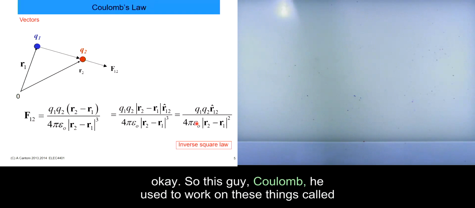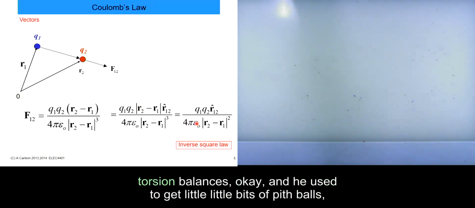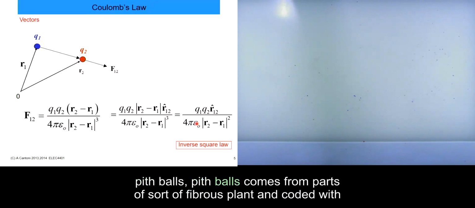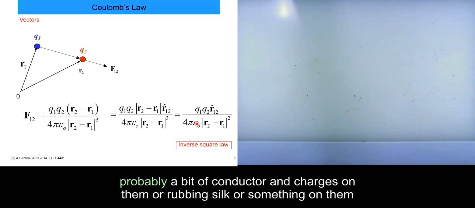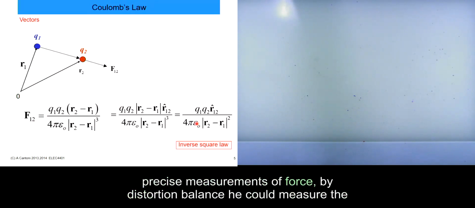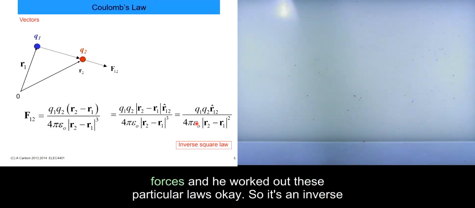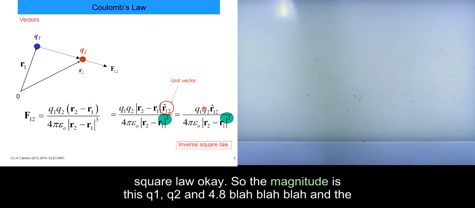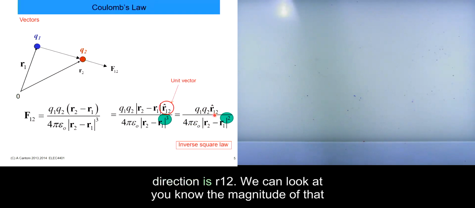Coulomb used to work on these things called torsion balances, and he used little bits of pith balls. Pith comes from the fibrous parts of plants, coated with probably a bit of conductor, and charged by rubbing silk or something on them. Then he'd put them different distances apart, and because he had very precise measurements of force from the torsion balance, he could work out these particular laws. So it's an inverse square law. The magnitude is Q1 Q2 over 4 pi epsilon naught and so on, and the direction is R12.